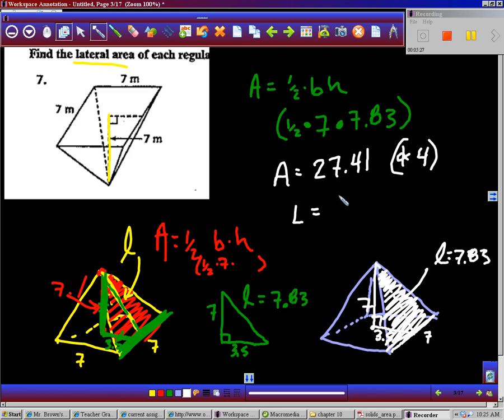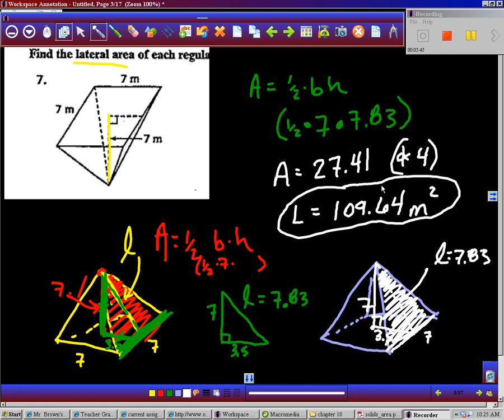And anybody get that? 109 point who? 64, right? 109.64 what? Meters squared. Okay, does number 7 also ask for the surface area? No, just lateral area. Okay, any questions about number 7 before we turn it off? Are we good? Okay, we're good.